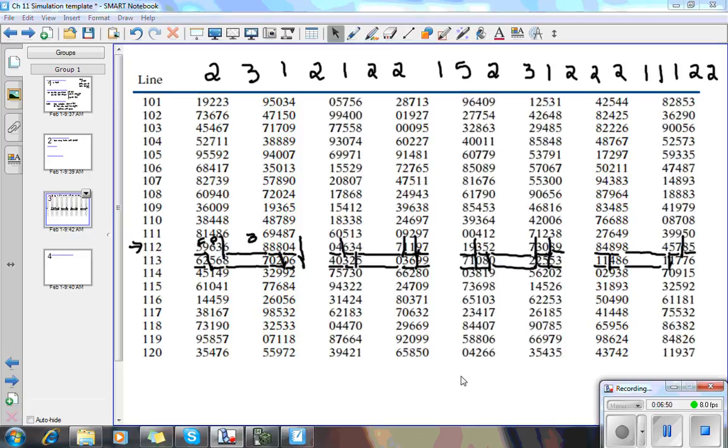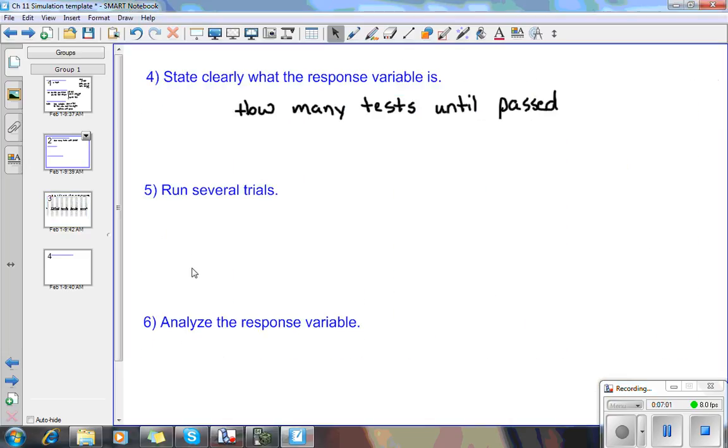Okay, this is what I got for the rest of my results. So here are how many times it took to pass. Now I added those all up and I got 38 because what I need to do next is analyze my response variable. So I was looking at how many tests until passed, so I'm going to average those results. So when I total them up, I got 38 out of 20.